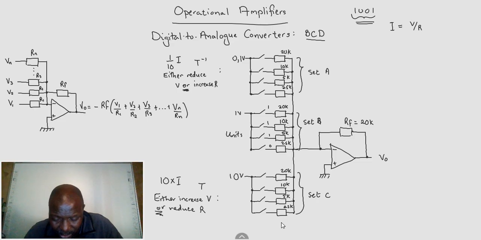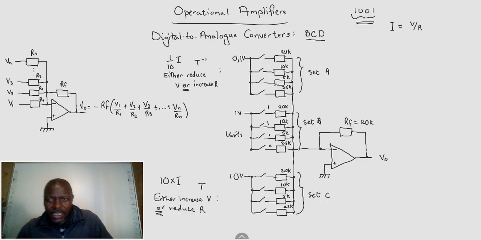Constant resistance values, different voltages, or constant resistances, different voltages. What did I say? Constant resistor values, different voltages. And then I went on to say the same thing. All right, okay, I'm getting tired maybe. So it's either that or it's constant voltage and different resistances. That is what you must be careful about.